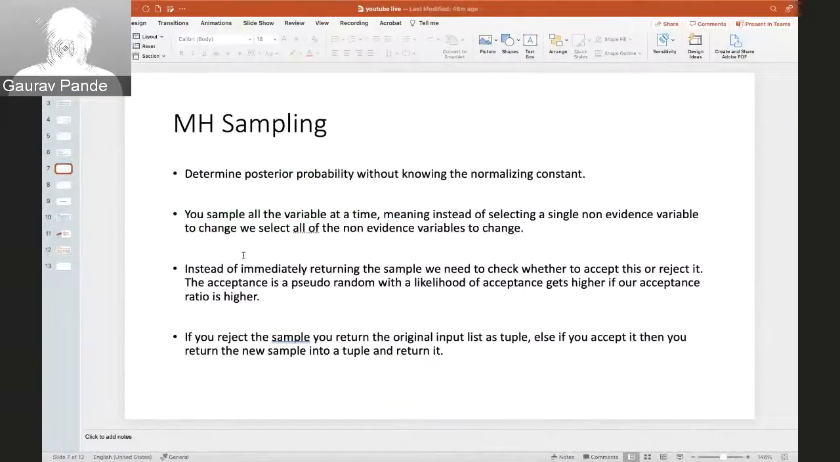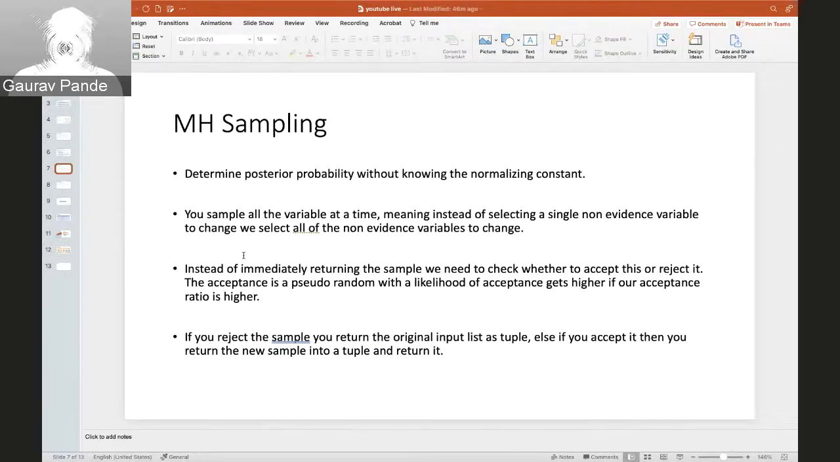Image sampling is basically to determine the posterior probability without knowing the normalizing constant. You sample all the variables at one time, which basically means that you have all the non-evidence variables. You pick all these non-evidence variables at once. Evidence variables won't change because the values for them will be given to you. You need to calculate the non-evidence variables, and the way to do it is you pick all of these non-evidence variables in one go. And so in one go you will have a full sample.